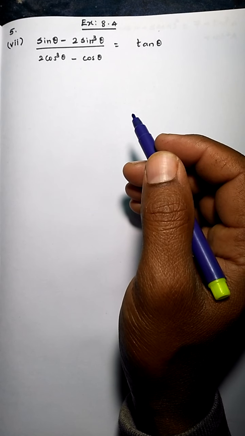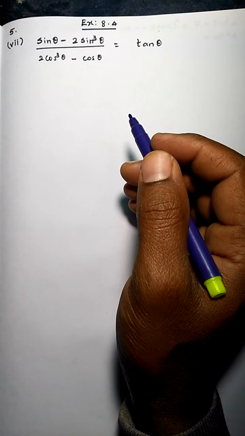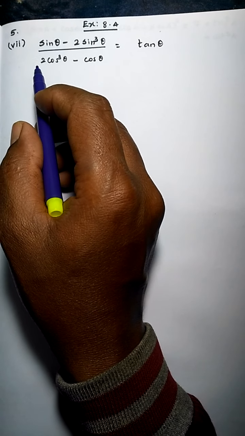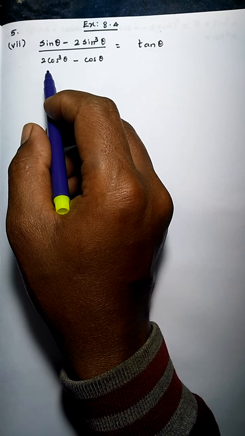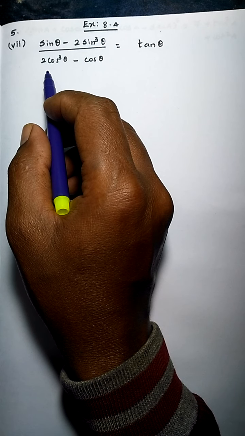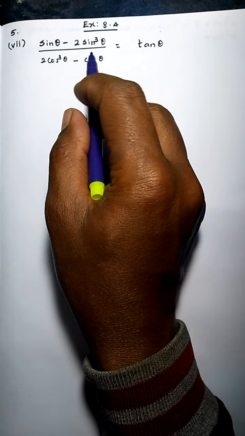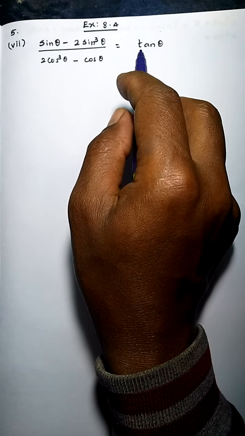Today we will see exercise 8.4, Roman number 5, options number 7 and 8. So let's get into the 7th one. Here we have to prove that (sin theta minus 2 sin cube theta) by (2 cos cube theta minus cos theta) is equal to tan theta. So let's take the LHS side and prove the RHS.